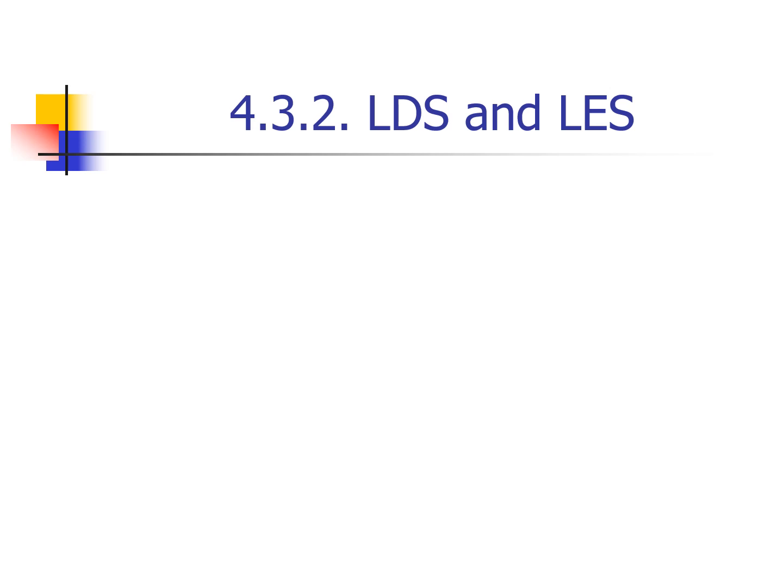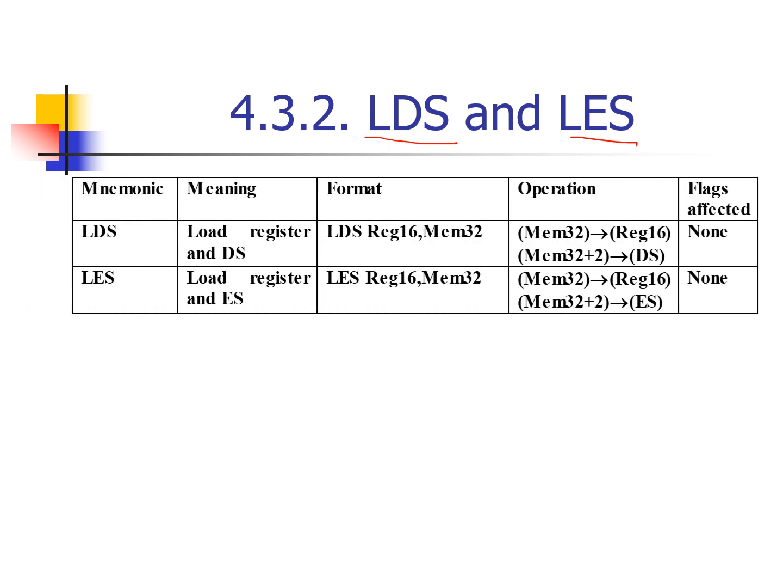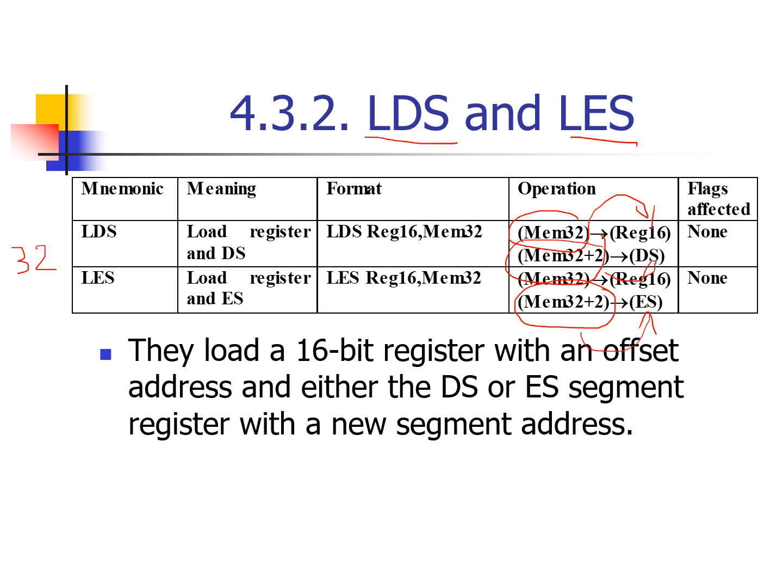Now comes LDS and LES. Again, they deal with 32 bits of data. With LDS, the least significant 16 bits go to a 16-bit register, and the most significant 16 bits go to DS, while here the most significant 16 bits go to ES. Good.